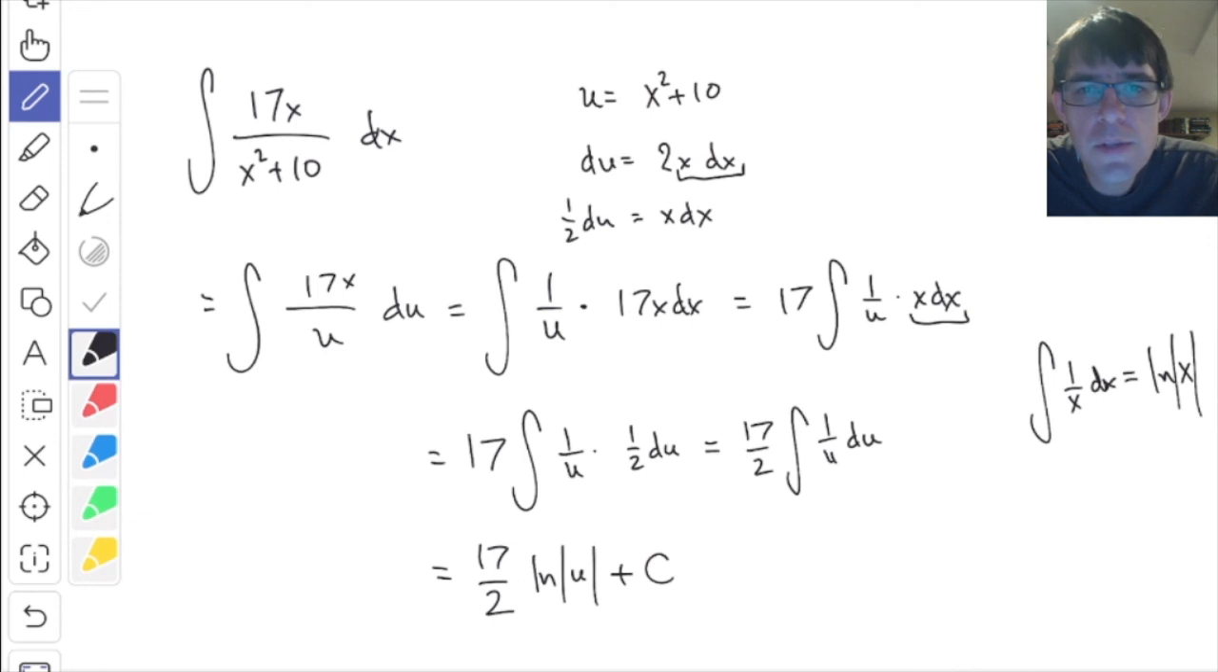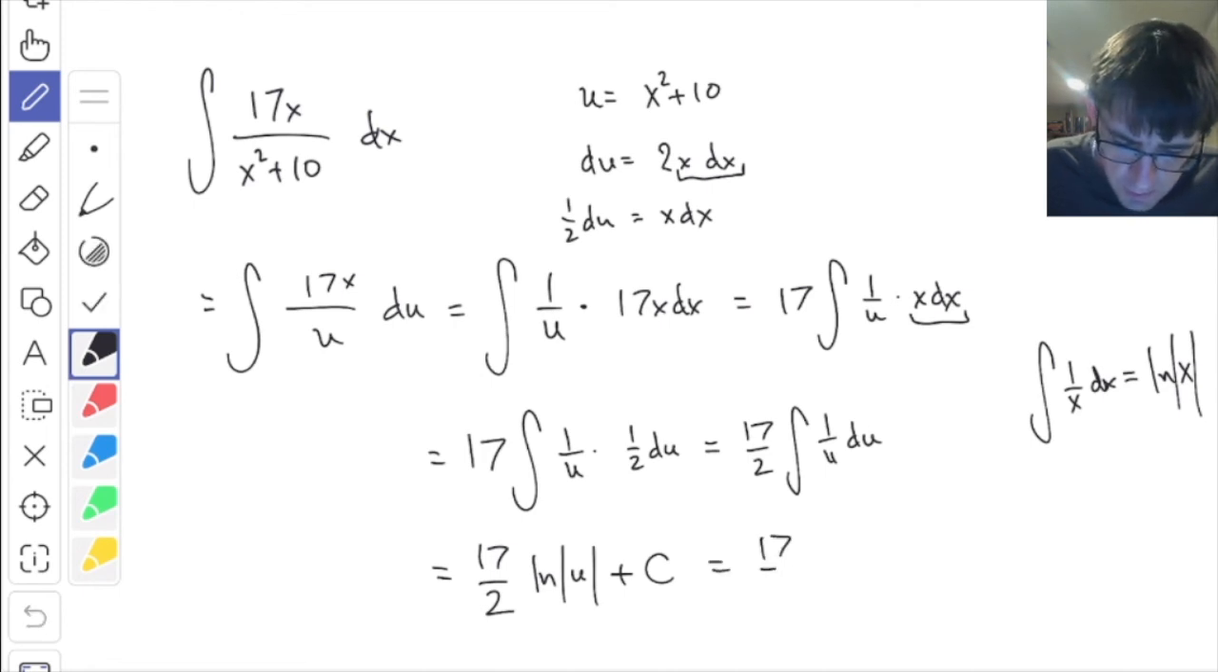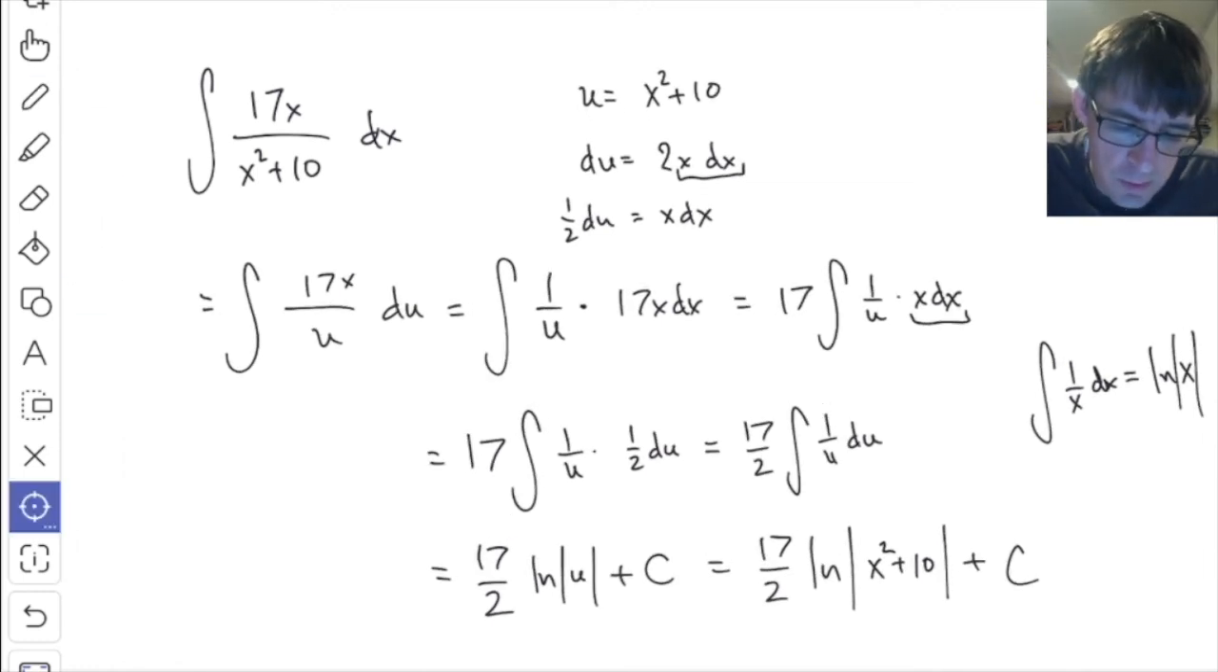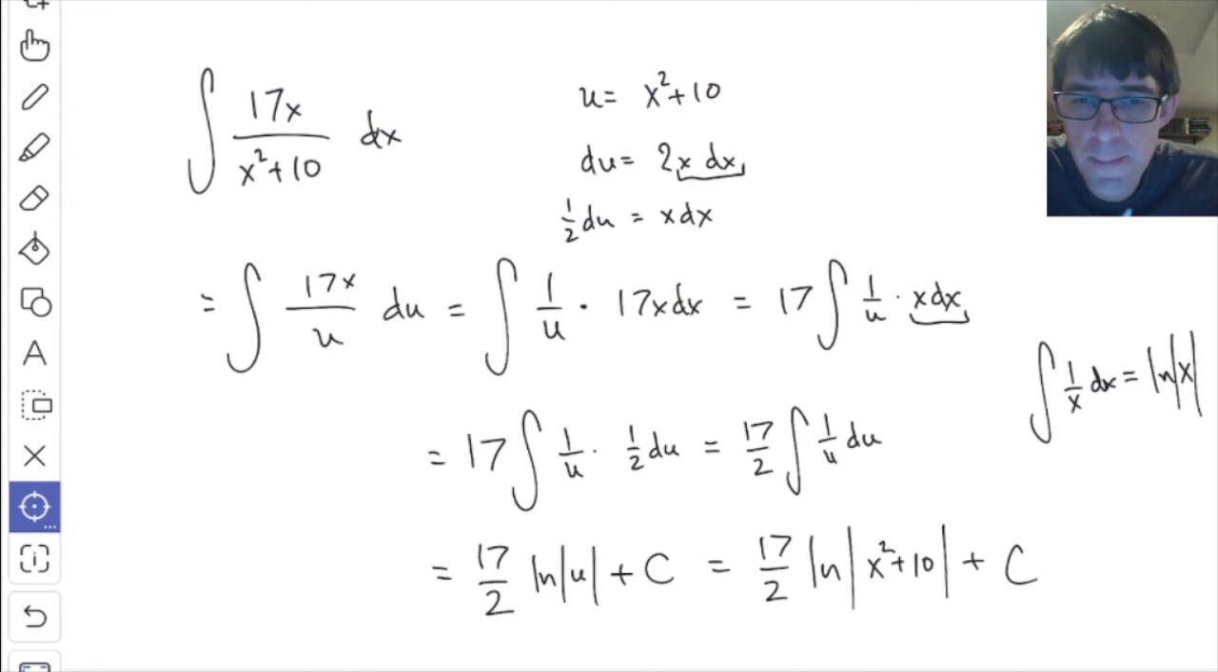Okay, this is just about the end. The final step is always replace the u by whatever the u equals in terms of x. So my final answer is 17 over 2, natural log, absolute value, x squared plus 10, plus c. I replace the u with x squared plus 10 because that's what u equals. U equals x squared plus 10. Alrighty. Any questions about that? This is a bit of a harder one.